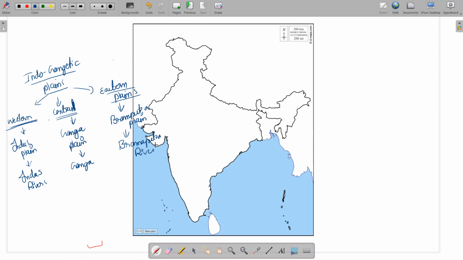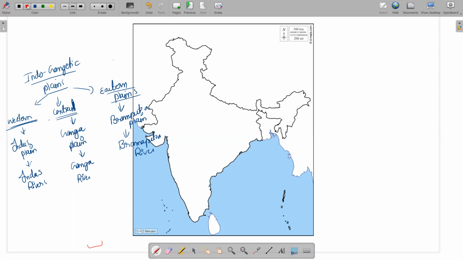So whatever flatlands are there, they are generally formed because of the rivers only. Rivers form the plains actually. So the western side plain, which is called the Indus plain, is formed because of a river called the Indus. The central Ganga plain is formed because of a river called the Ganga river. And the last one is the Brahmaputra. There is a Brahmaputra plain because of the Brahmaputra river.